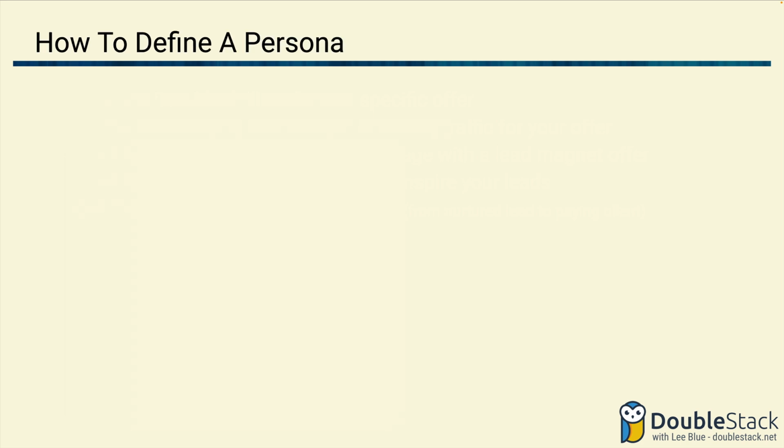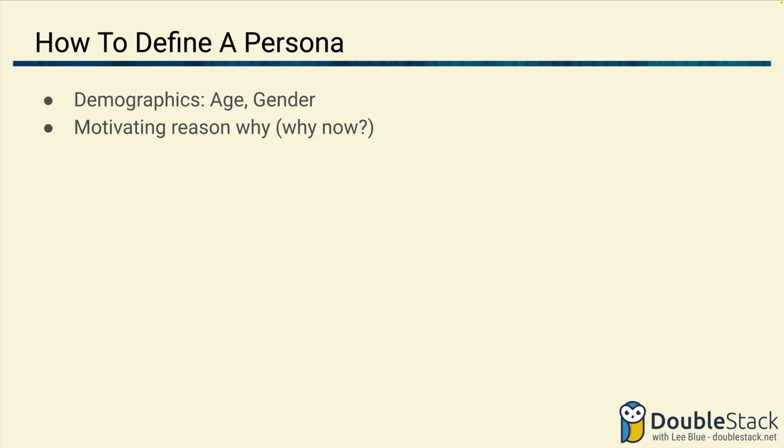So how do we define the persona? Well, there's a few things that we want to look at. Obviously, we want to know age and gender so we can kind of figure out what the color palette should look like, where we're going to find the people and so forth. But we also have some other interesting information we want to collect as well, like a motivating reason why the person would like to buy a Cellerciser.